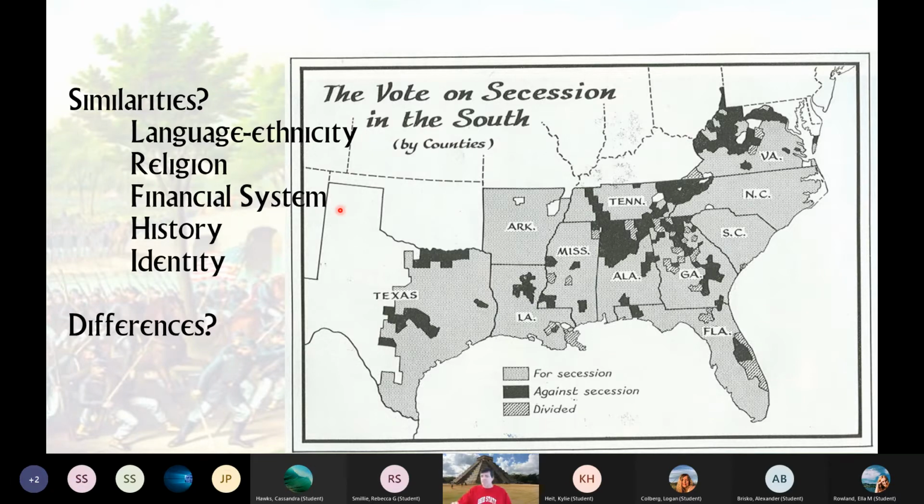Identity, both looked at themselves as Americans. We are Americans, both North and South. Citizens of the US said, we are Americans. But what was the difference? The big difference was the belief and value system around slavery. The belief and value system.